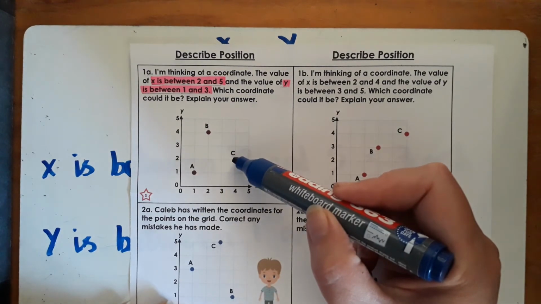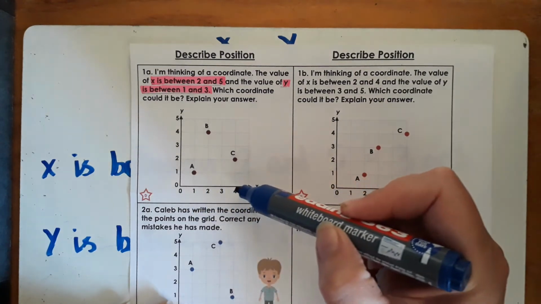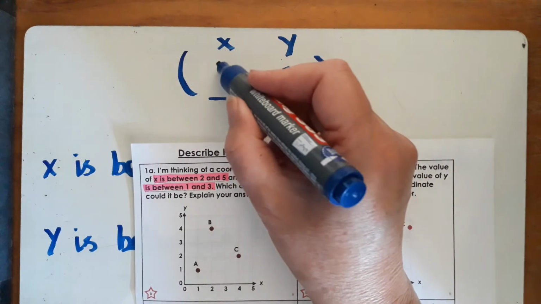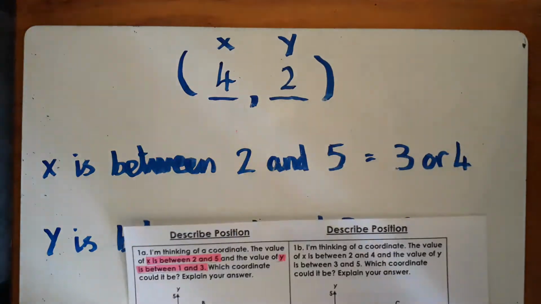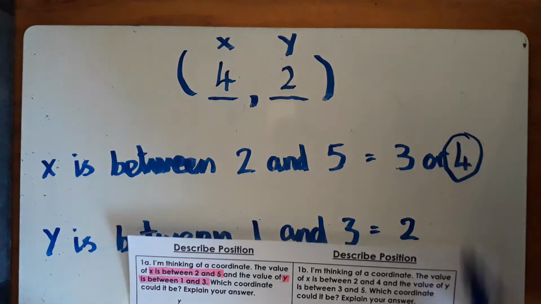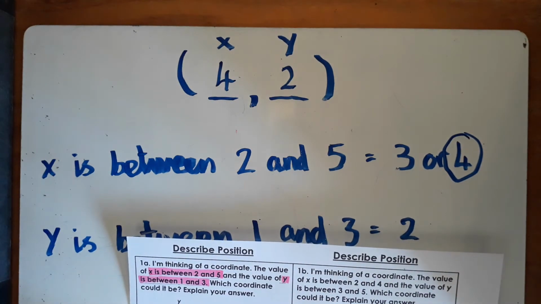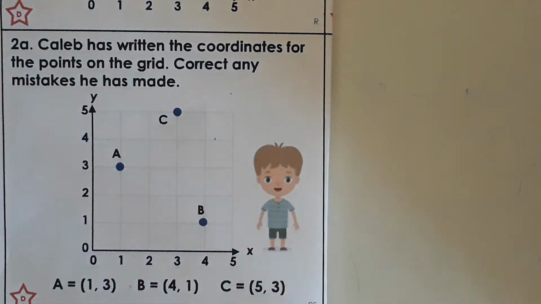And so if we look at C, we come along 4 and up 2. So our value there is 4. So we know that we had 3 or 4, and we needed 4. Okay, question 2 says Caleb has written the coordinates for the points on the grid. Correct any mistakes he has made.